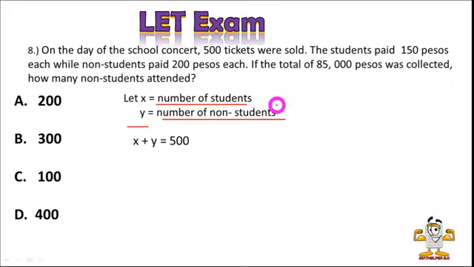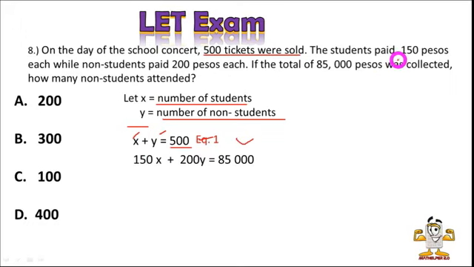So according to the problem, 500 tickets were sold. So yung students at saka yung non-students is equal to 500 in all. So yun po yung nasa concert is 500 lahat. So next is, this is our equation 1.